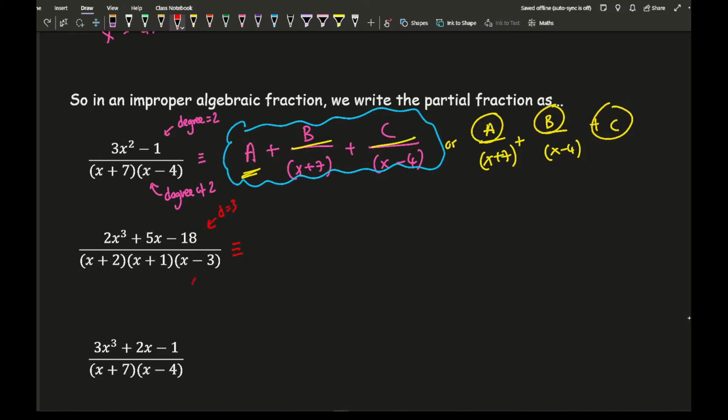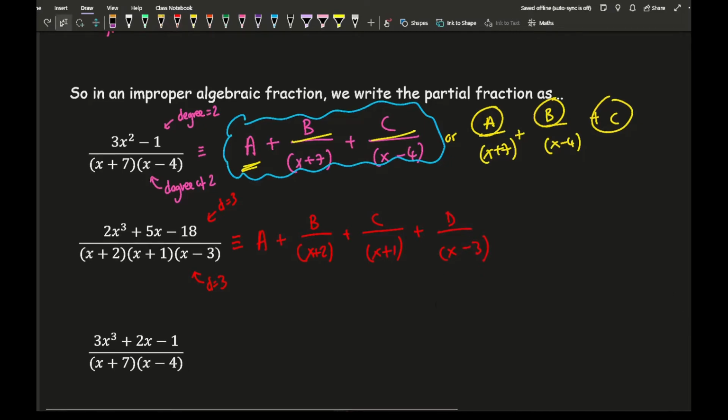and if I expand the brackets, I'm also going to have a degree of 3 here. So again, I'm going to end up with a constant, and then it's going to be b over the first bracket, which is x plus 2, plus c over the second bracket, plus d over the third bracket. And then I could go on to follow my steps.